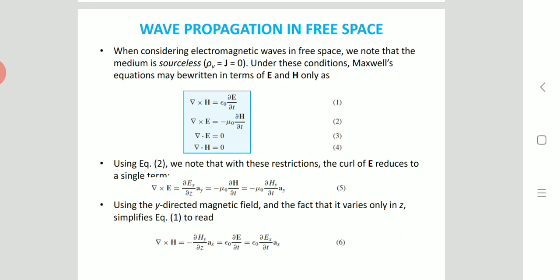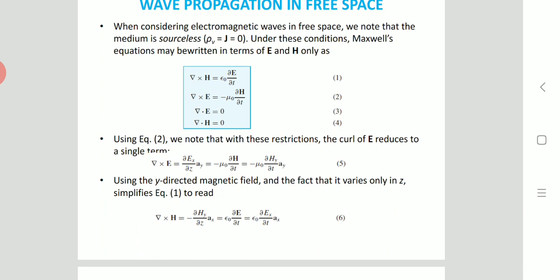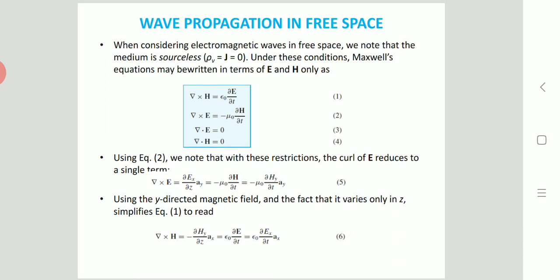So this is equation number 6. Equations 1 and 2 are simplified in terms of only the x and y directions, because the electric field is along the x direction and the magnetic field is along the y direction. These are equations 5 and 6, which show the E field directed in the x direction and the magnetic field in the y direction.